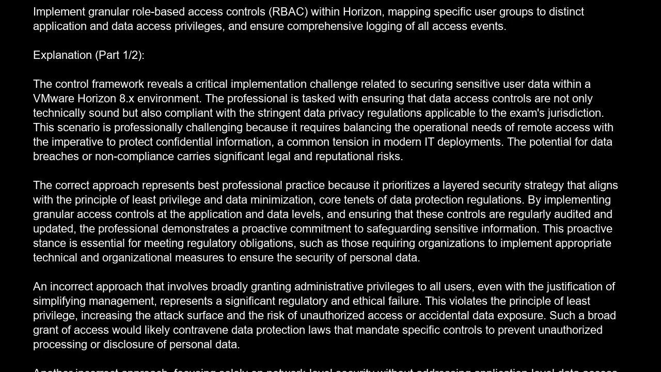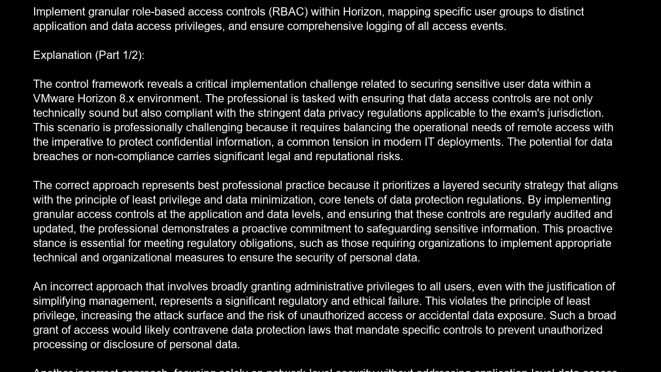Correct answer is D. Implement granular role-based access controls (RBAC) within Horizon, mapping specific user groups to distinct application and data access privileges, and ensure comprehensive logging of all access events. Explanation. The control framework reveals a critical implementation challenge related to securing sensitive user data within a VMware Horizon 8 X environment. The professional is tasked with ensuring that data access controls are not only technically sound, but also compliant with the stringent data privacy regulations applicable to the exam's jurisdiction.